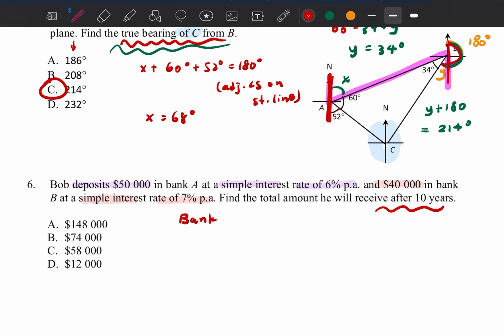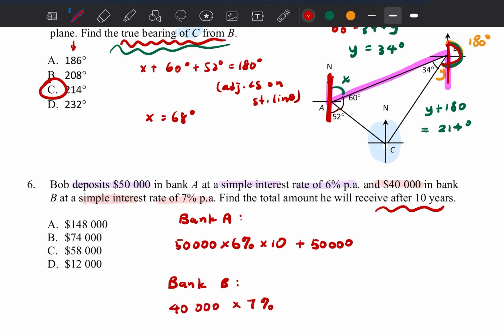So therefore, in bank A, 50,000 times 6% times 10. This is the simple interest, but it says total amount, so you have to add whatever he put in there as well. And then bank B, 40,000. This time it is 7% per year, and then after 10 years, and again you have to plus whatever he puts in originally to find the total amount.